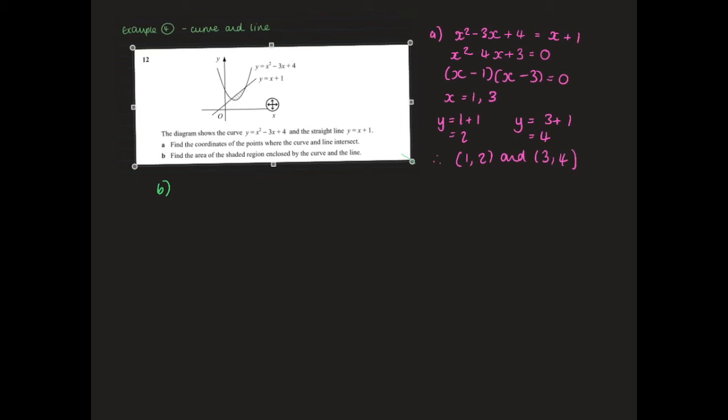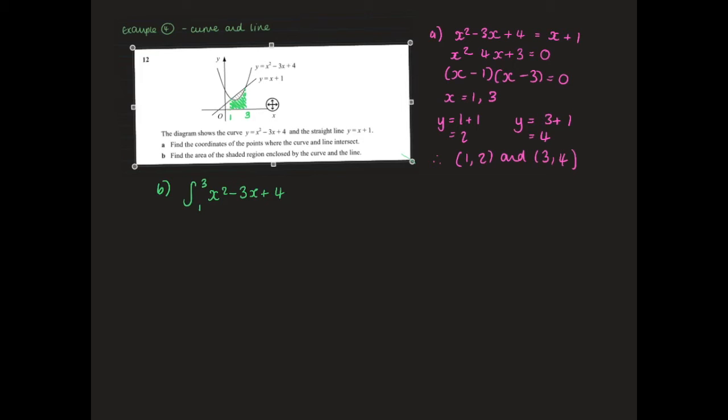So I know that this x value is going to be 1 and this x value is going to be 3. Now, if I work out the integral between 3 and 1 of my curve, then I know that that's going to give me this part under the curve in between my lines, which isn't my shaded area.